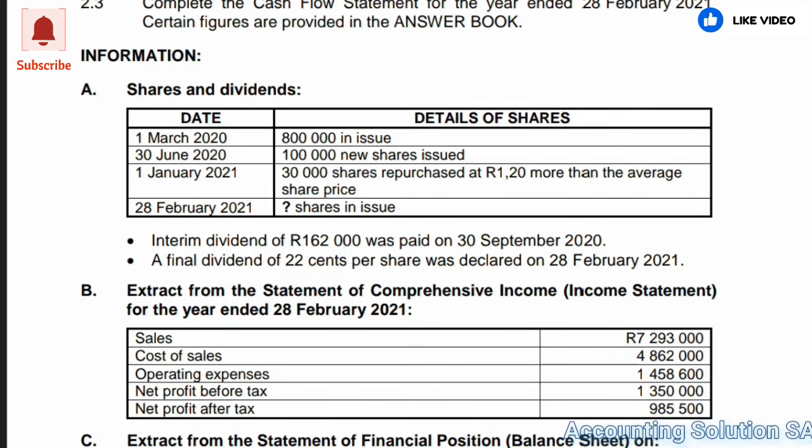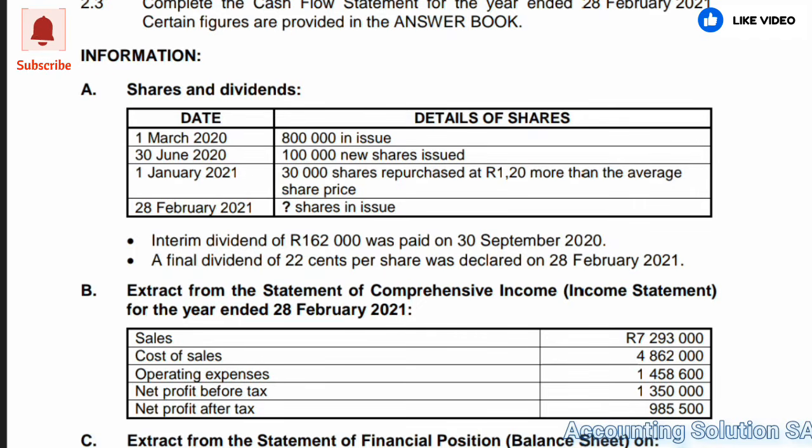Then we have shares and dividends. On 1 March 2020, we have 800,000 shares in issue at the beginning of the year. Then during the year, we issued new shares of 100,000. They didn't give us the balance, take note of that. Then 30,000 shares were repurchased at 1.20 more than the average share price. Then the shares in issue at the end of the year are not given, so we have to check that as well. Then they said interim dividends of 162 were paid.